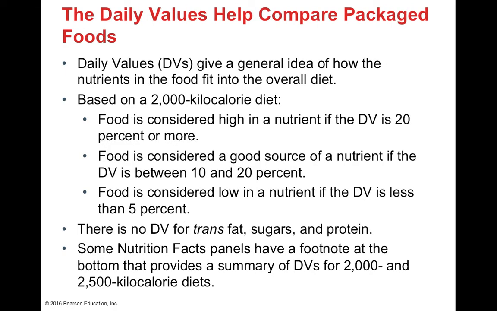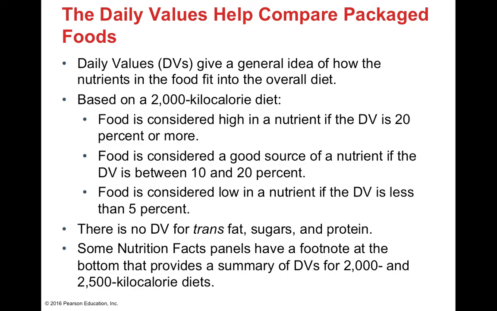So these daily values are very important. They serve to give a general idea of how the nutrients in the food fit into your overall diet. If you're basing it off of a 2,000 calorie diet, food is considered high in the nutrient if the DV is 20% or more, a good source of the nutrient if it's between 10 and 20%, and low in that nutrient if it's less than 5%.